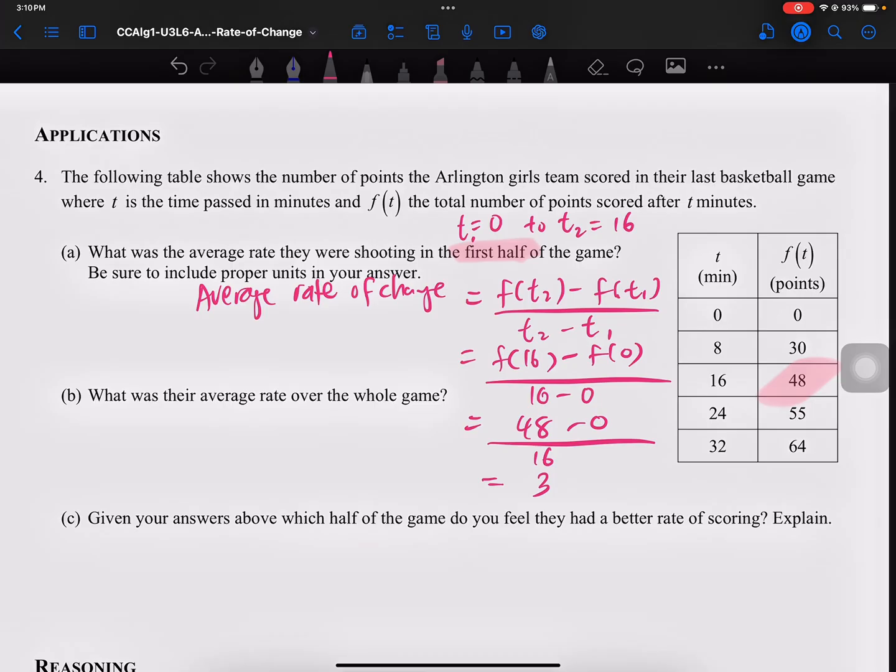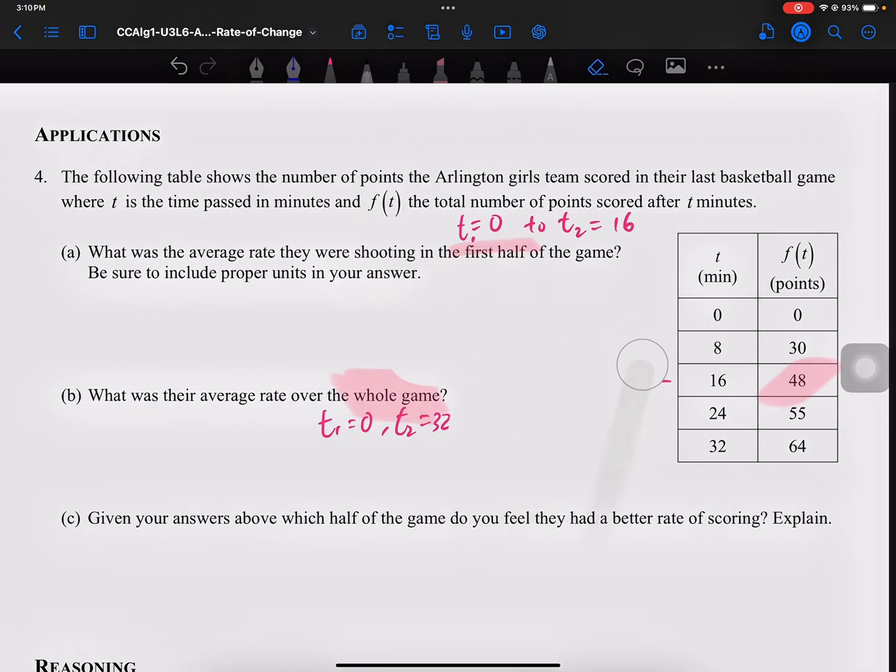Then the average rate over the whole game. For the whole game, we know that t1 will be 0 and t2 will be 32. So I will use the same formula. It will be f(32) minus f(0) over 32 minus 0, where the output for 32 is 64, minus 0 over 32 minus 0, which is 2. So 2 points per minute. For the entire game, they averaged 2 points every minute.